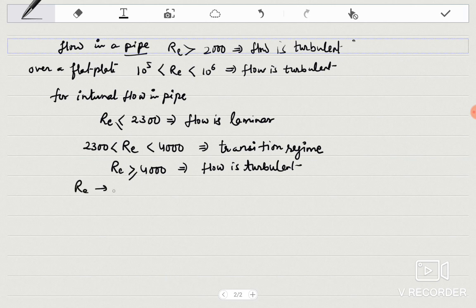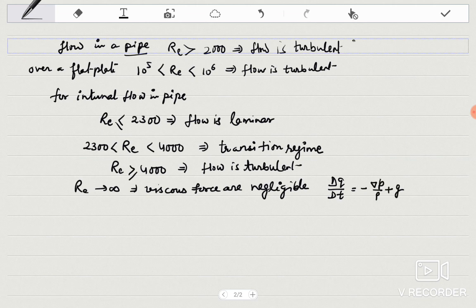If Re tends to infinity, then naturally your viscous forces are negligible. Very clear from its expression. Viscous forces are negligible, and naturally in this case your Eulerian equation of motion converts to this form. Rather, this is the conversion of the Navier-Stokes equation of motion, because in the Eulerian equation you already do not consider the viscous force.